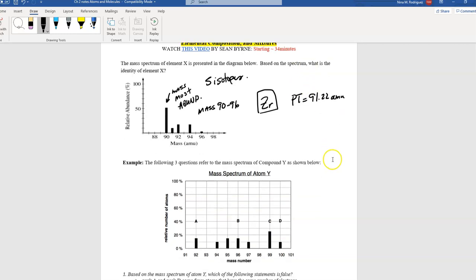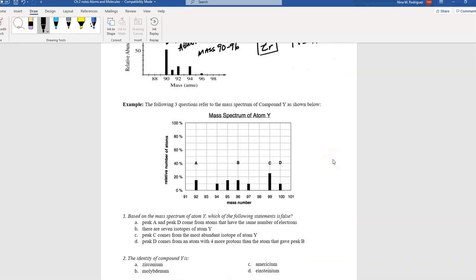One more example. Okay. So let's say you have this spectrum of Y, and we don't know who compound Y is. Okay. So the following 3 questions refer to the spectrum. So if I'm looking at this, I have masses between 92 to 100. Okay. So of this, let's see what I can distinguish. Well, it looks like 94 and 97 have the least abundance, but peak C, this one has the most abundance.